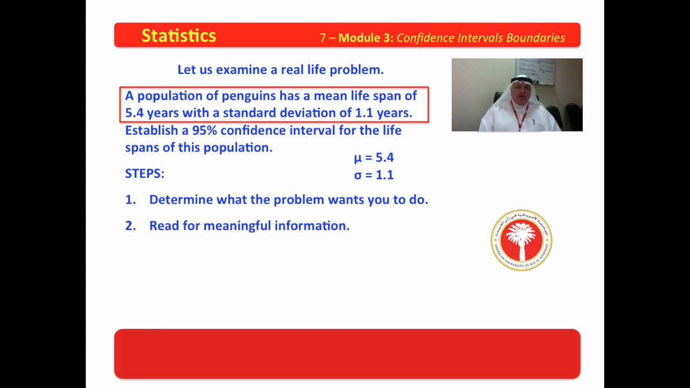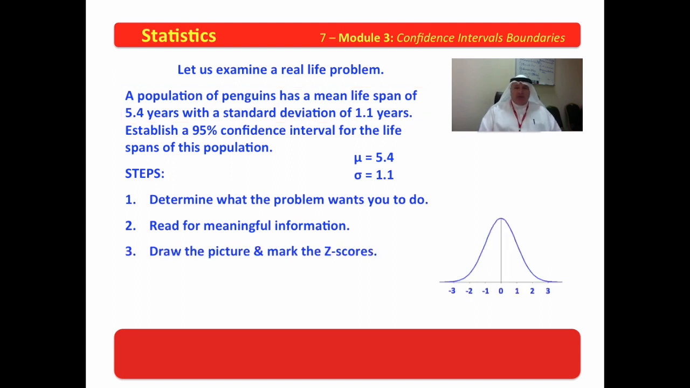The next thing we do is read it for meaningful information. The population of penguins has a mean lifespan of 5.4 years. That's the mean, with a standard deviation of 1.1. Now, you notice we used mu and sigma rather than X bar and S. The reason being that it says a population. We're not doing a sample, we're examining a population. So we want a 95% confidence interval with a mean of 5.4 and a standard deviation of 1.1.